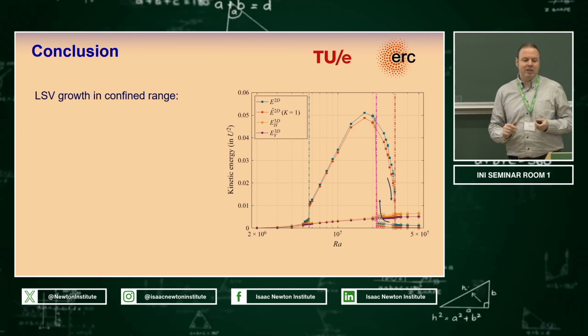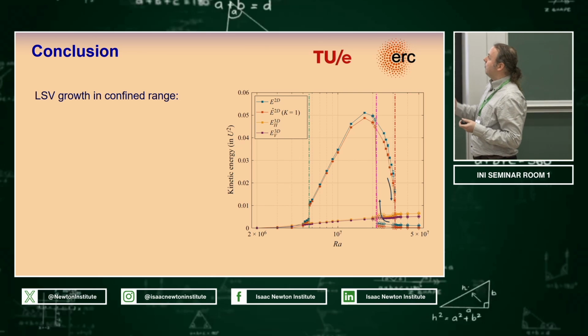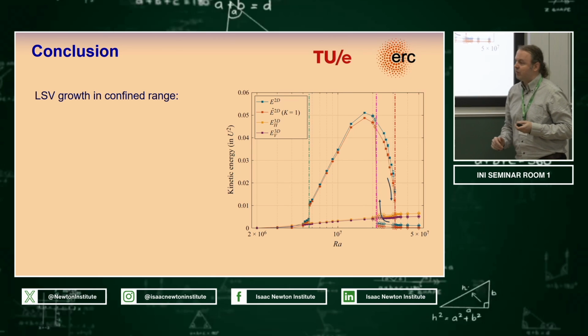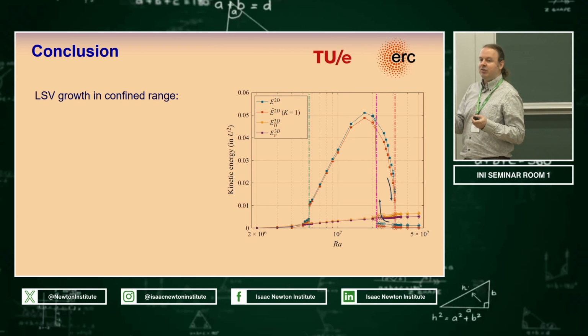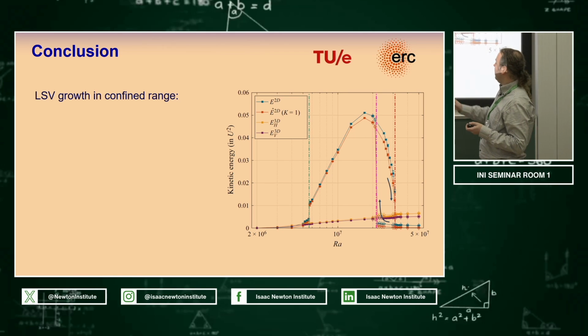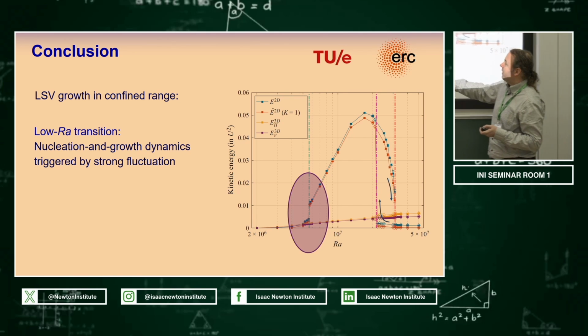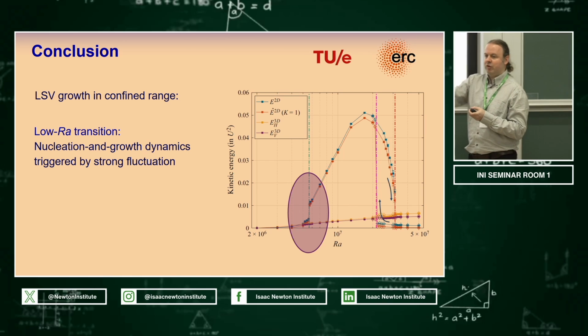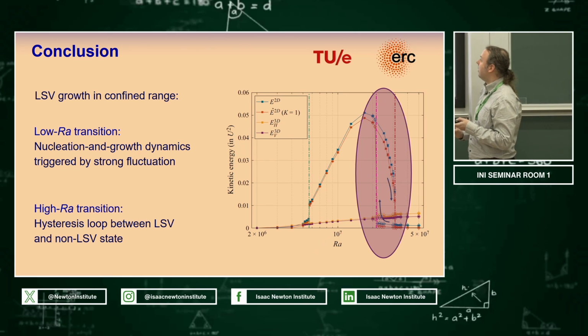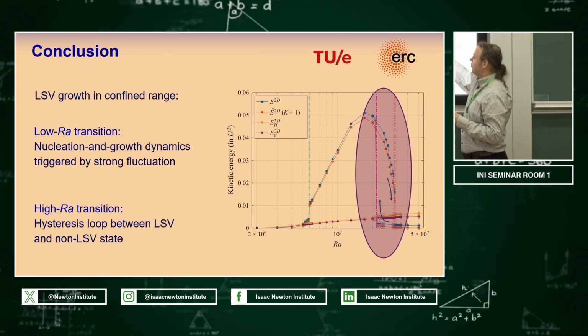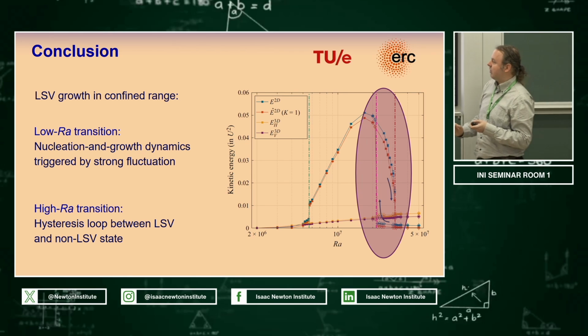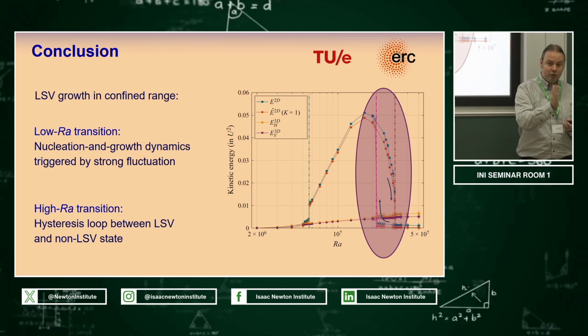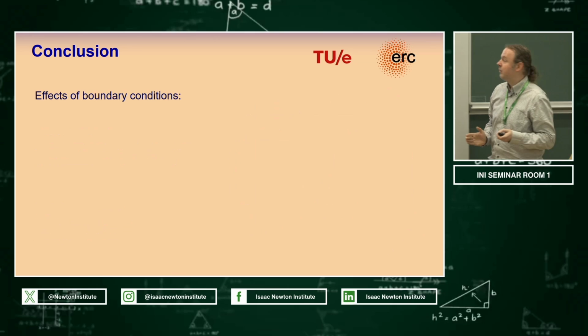So let's conclude. We've studied the LSV growth, the growth of these large-scale vortices. It's found in a confined range of Rayleigh numbers, where there's nucleation and growth dynamics triggered by some strong fluctuation to cross the barrier. And at the high end of the Rayleigh number, we can see the nice hysteresis loop between a vortex state and a non-vortex state.